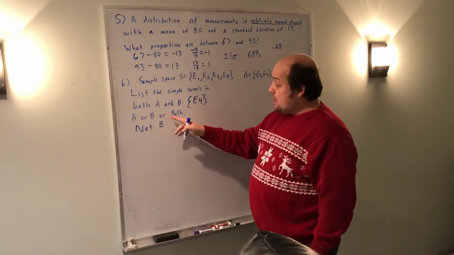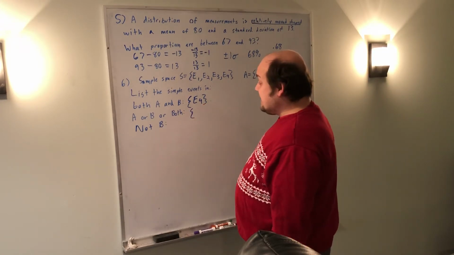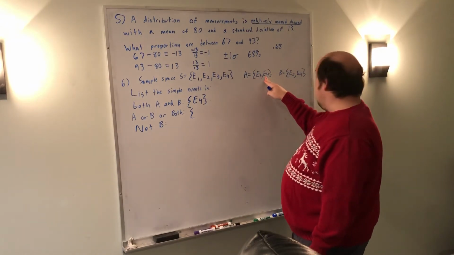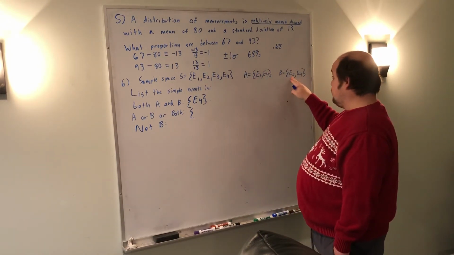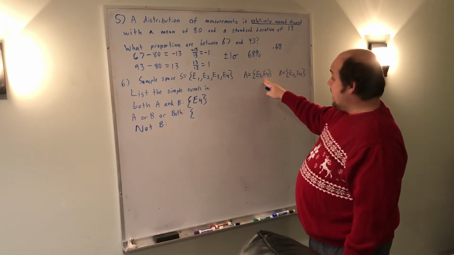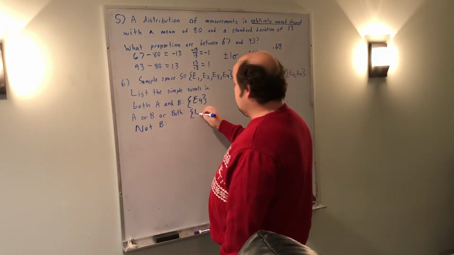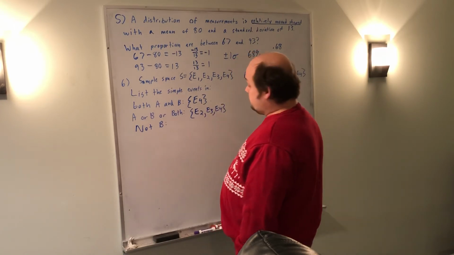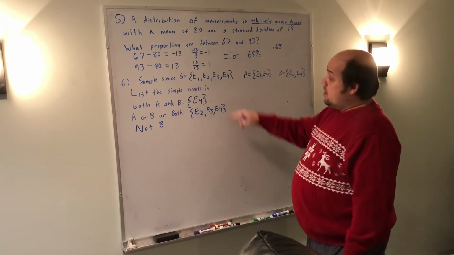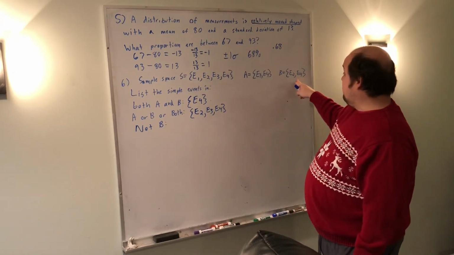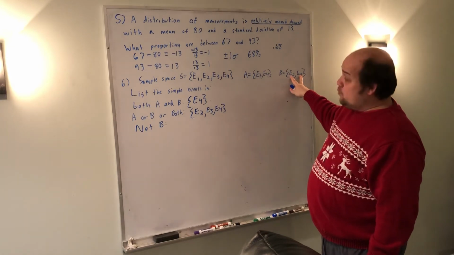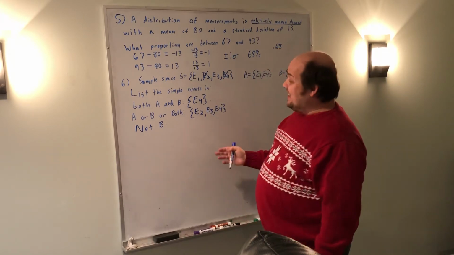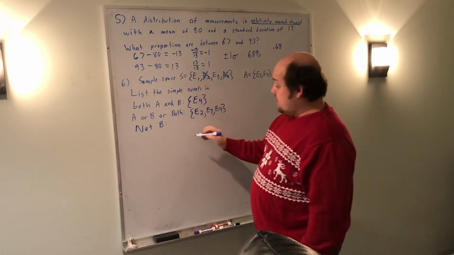When it now says A or B or both, that's saying it can exist in either of them or both. So E3 and E4 both count from A. When I go to B, E2 is new, so I count that as well. E4 I already counted as part of A. So this includes E2, E3, and E4. For not B, we look at the sample space and compare it to B. B has E2 and E4, so E2 and E4 are already in B. That leaves in the sample space E1 and E3 that are not in B.